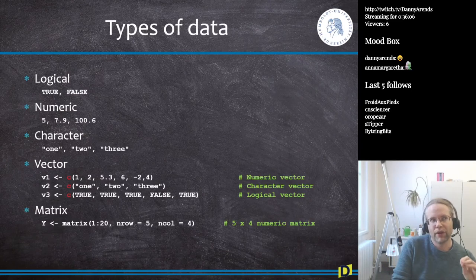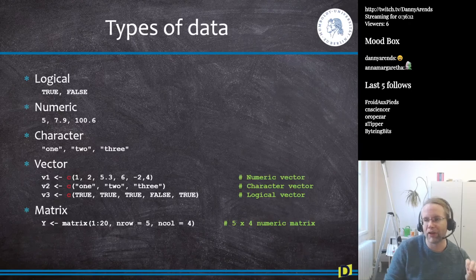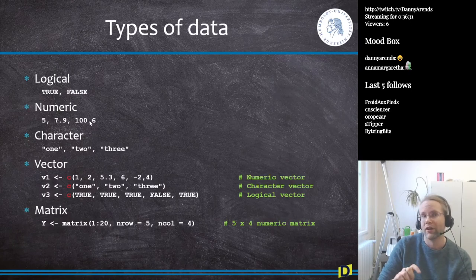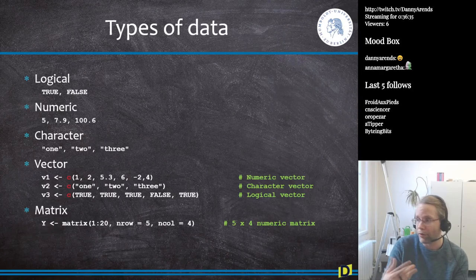The next thing is about the types of data. In a lot of programming languages, there is a distinction between things like integer values, like 5, so whole numbers, and floating point numbers. R doesn't have that distinction. So in R, a numeric value is 5, but 7.9 is also a numeric value, and 10.6 is also a numeric value. R doesn't have this whole number, floating point number thing. In R, a number is just a number.